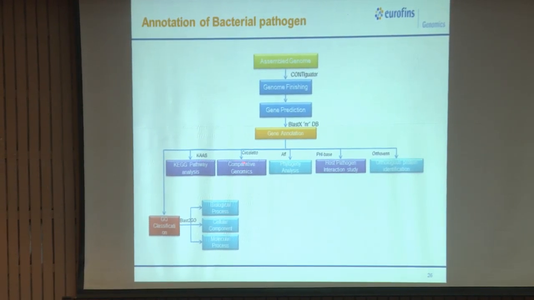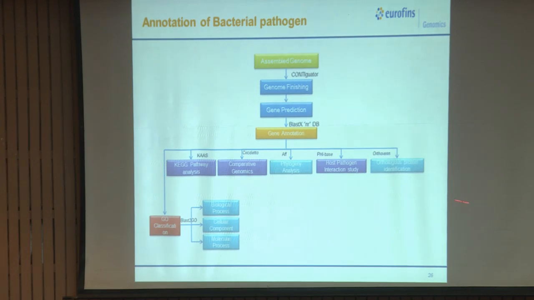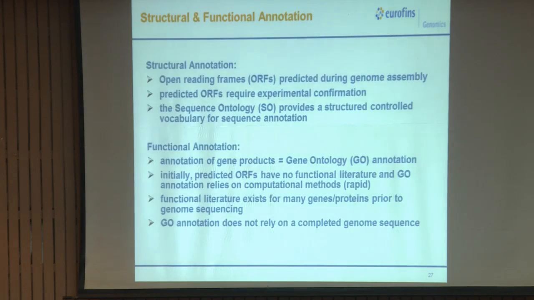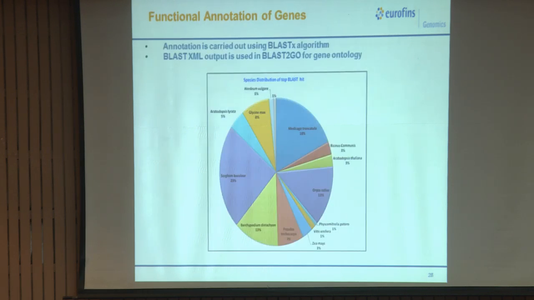So, we have KEGG pathway, comparative analysis, phylogenetic analysis, host pathogen study, and orthologous genes. We can identify the orthologous and paralogous genes, and we can classify them into GO classifications. In annotations, we can segregate them into structural and functional annotation, and we can identify the genes, the exons, introns, all those things.